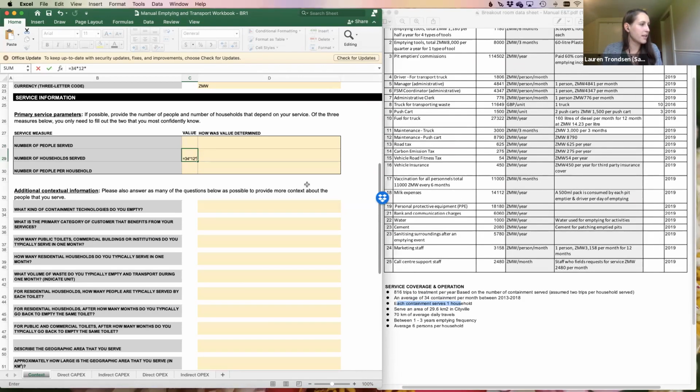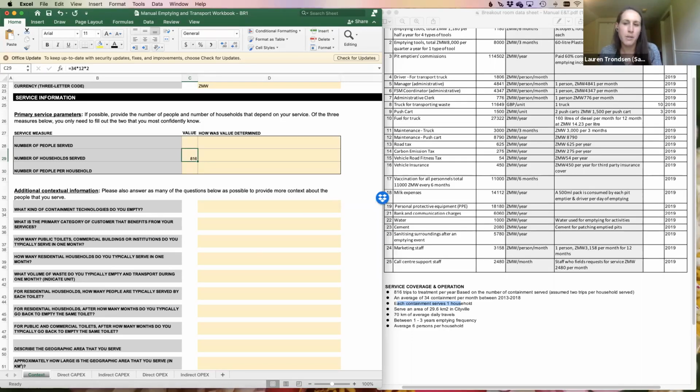The other thing that's important here is this emptying frequency. They say between 1 and 3 years. That means if they empty a pit in 1 year, then it's an average of 2 years, the middle of 1 and 3, before they come back. And we're going to use that to find the total population served. So multiply by 2.